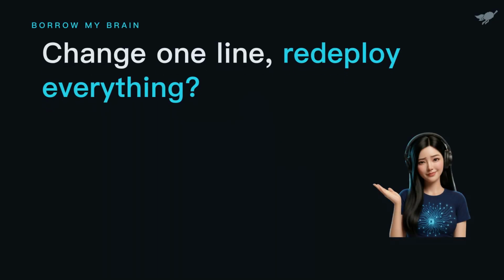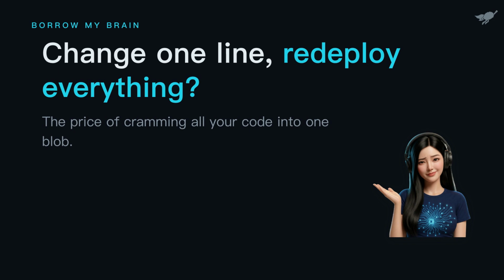Let me start with a scene that makes programmers break down at midnight. One big system, all the code crammed into a single blob, and you just want to change the color of one button. And what happens? The whole system, millions of lines, all redeployed.